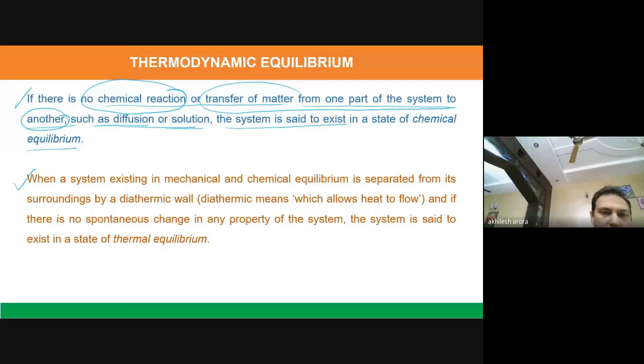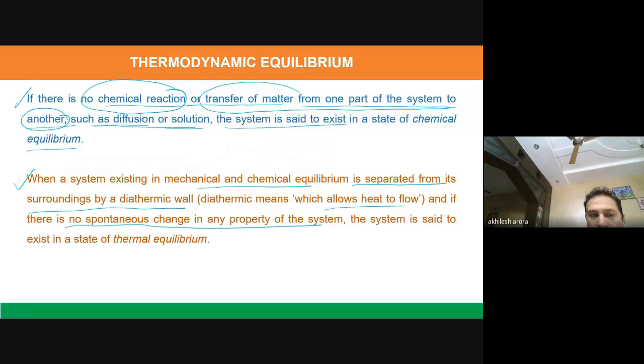And when the system is existing in mechanical and chemical equilibrium and is separated from its surroundings by a diathermic wall, diathermic meaning which allows heat to flow, and if there is no spontaneous change in any property of the system, it is said to exist in a state of thermal equilibrium. Basically, if this is the system and the temperature here is 30 degrees Celsius and outside also it is 30 degrees Celsius, then when both temperatures are the same, there won't be any transfer of energy Q here or there. So Q will be equal to zero. There is no change in temperature, so it is known as thermal equilibrium.